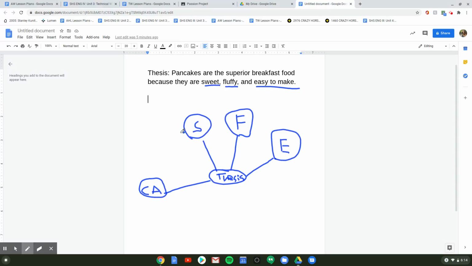And then I'm going to branch it out even more. So how are they sweet? So maple syrup. Maybe I'll say golden brown. Then maybe I even want to think like, what are they sweet in comparison to? So not bacon or sausage. I'm going to just draw a piece of bacon for that. Fluffy, same idea. So I think in opposition to waffles here.